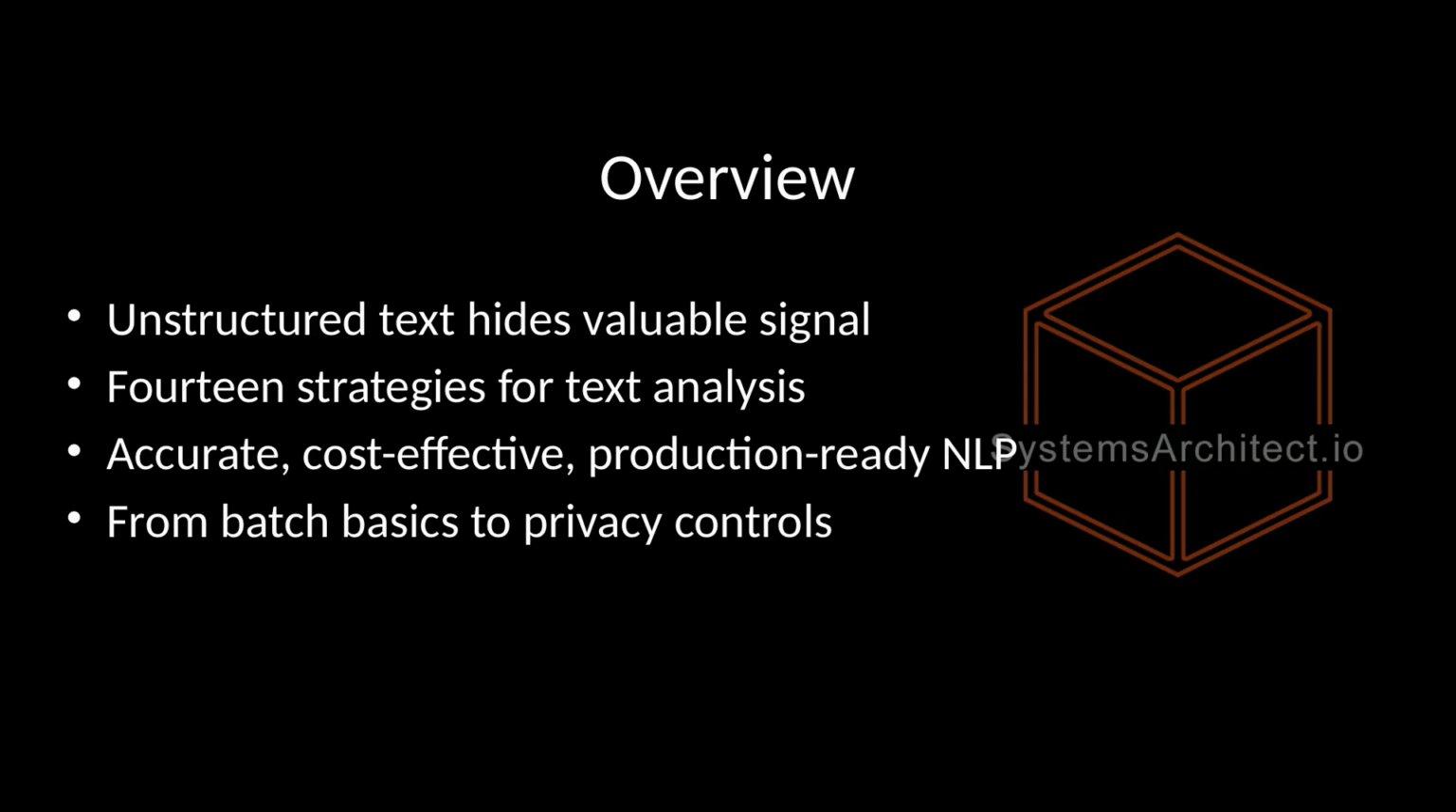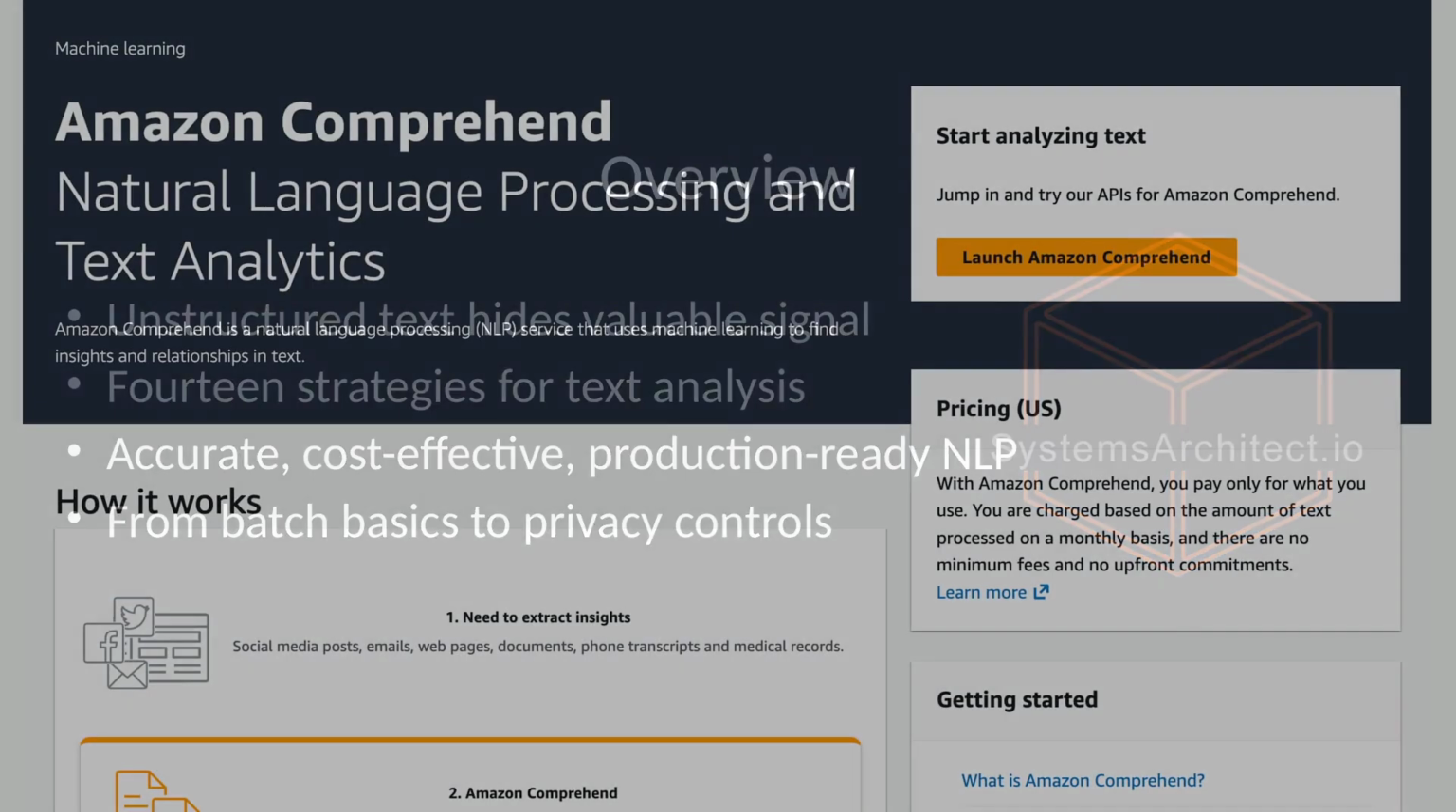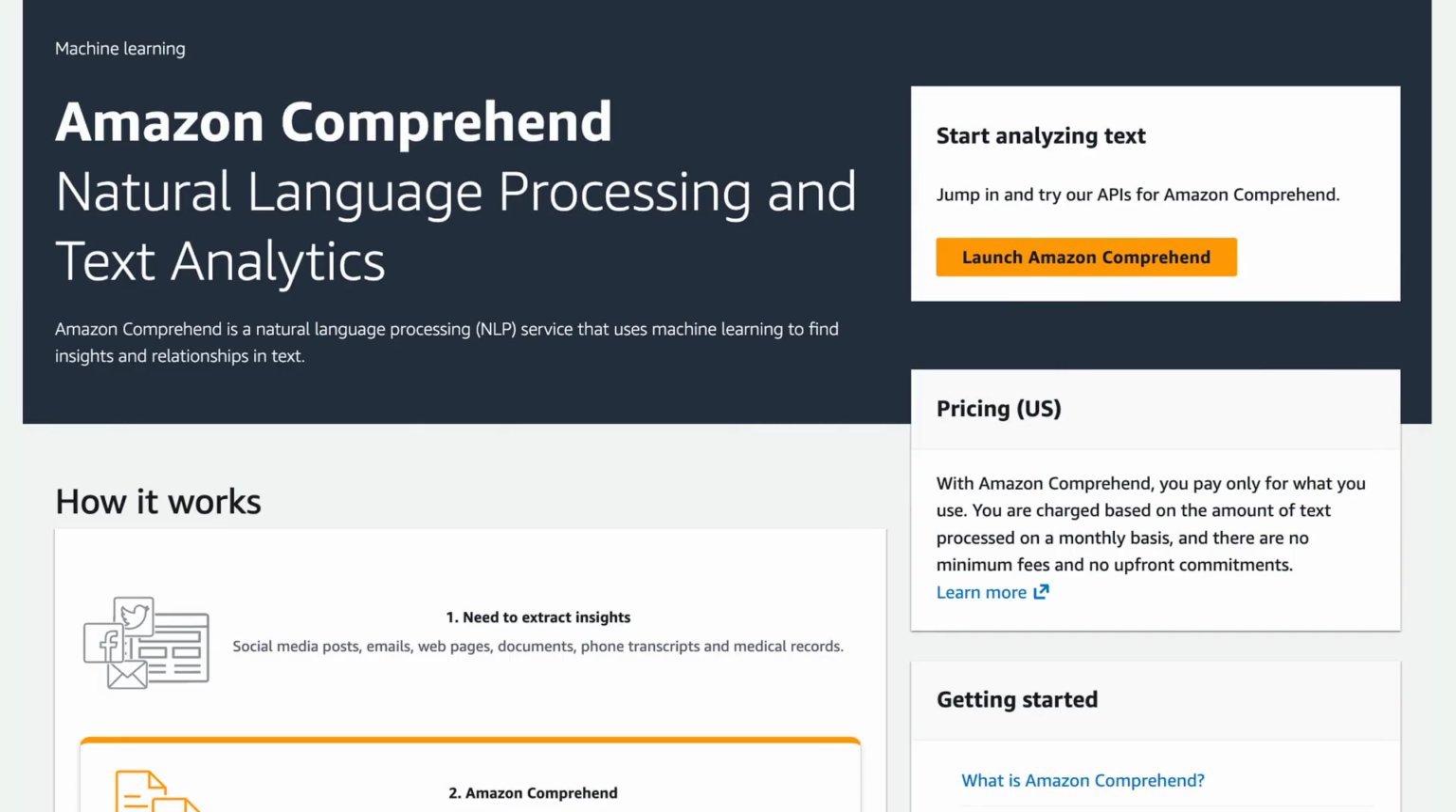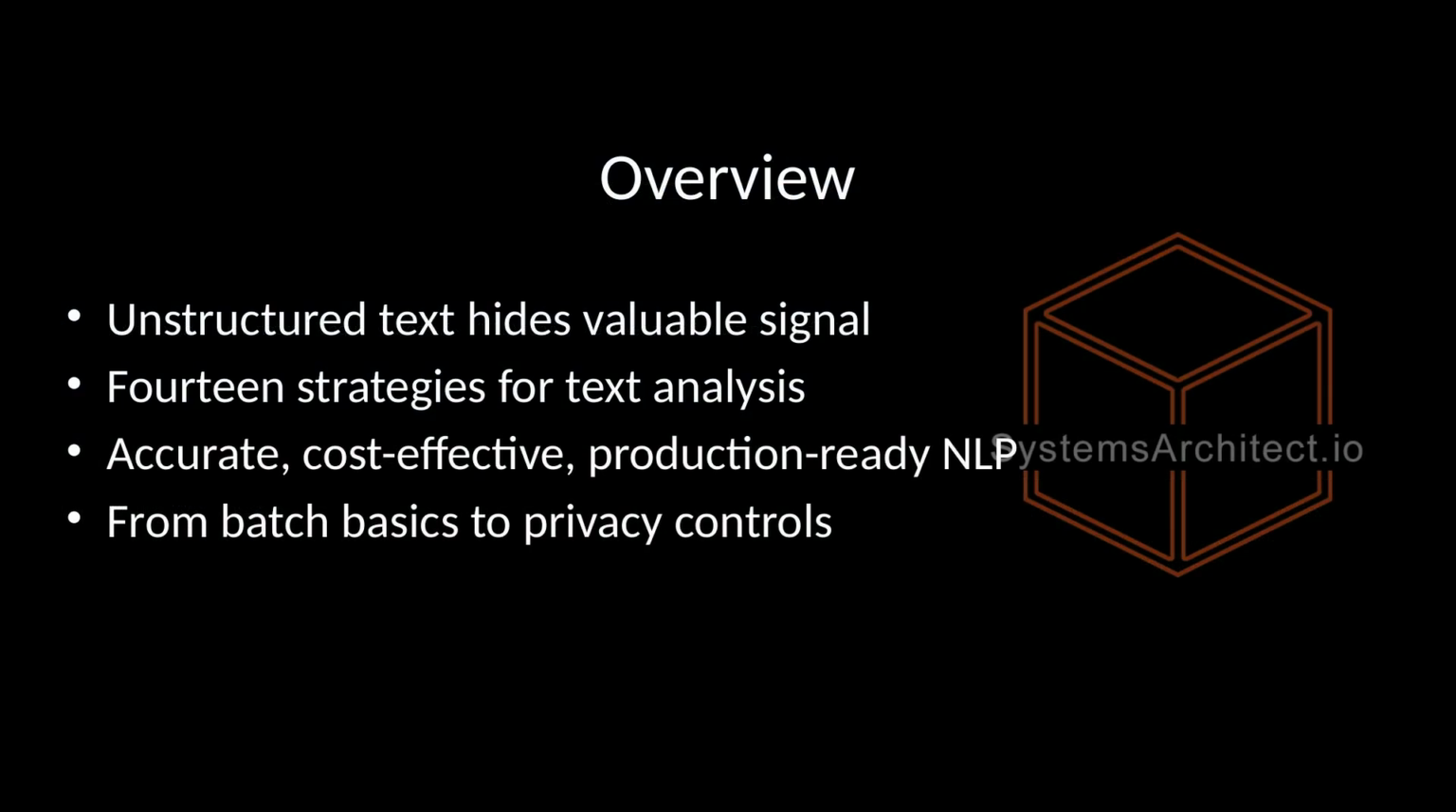Buried inside your support tickets, reviews, and contracts is a signal most teams never actually read. And Amazon Comprehend is the service built to surface it at scale. Getting your pipeline right turns unstructured text into a competitive advantage. Getting it wrong means wasted spend, sluggish pipelines, and results nobody trusts. This video walks through 14 strategies for using Amazon Comprehend well.